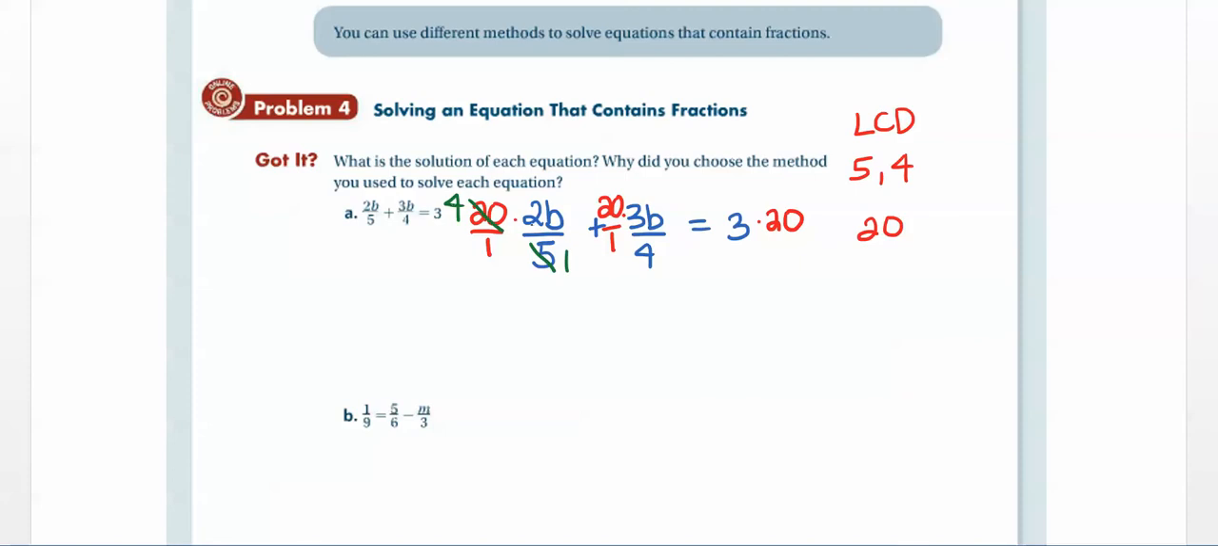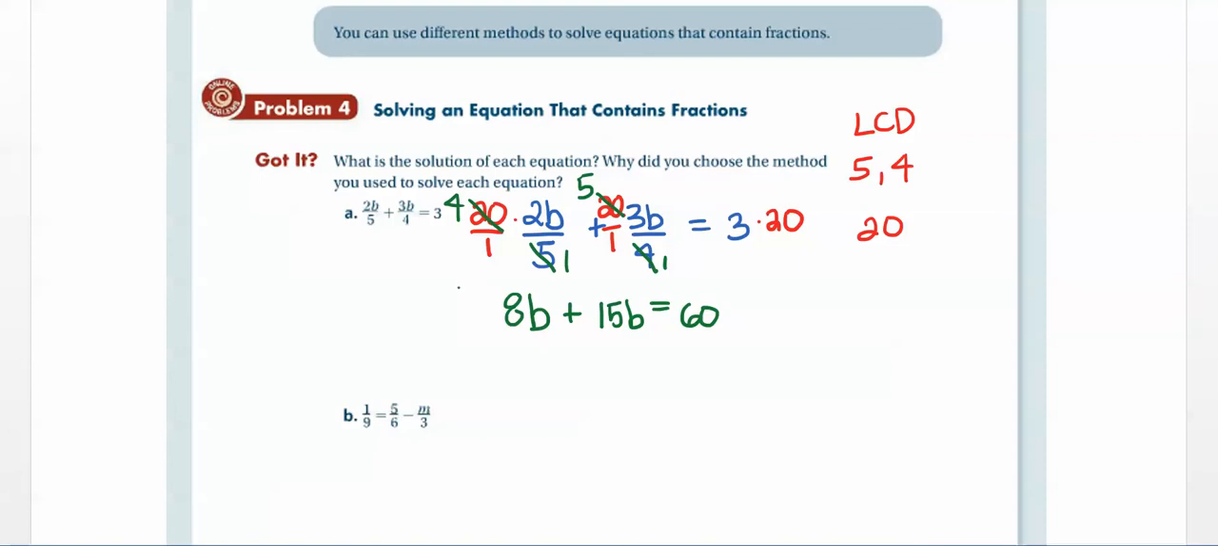Okay, so now we have 4 times 2b, which is 8b. Bring down the plus. We're going to do that again. This time the 4 goes into the 20 5 times, so that leaves 1 there. I have 5 times 3b, which is 15b. I don't need to write the 1s underneath. On the other side here, I have 3 times 20, which is 60. I have to multiply this one even though it doesn't have a fraction because I have to keep my equation balanced. Okay, now I don't have any fractions anymore.